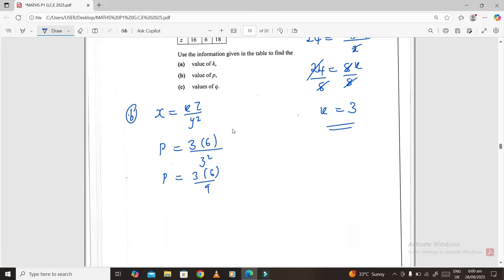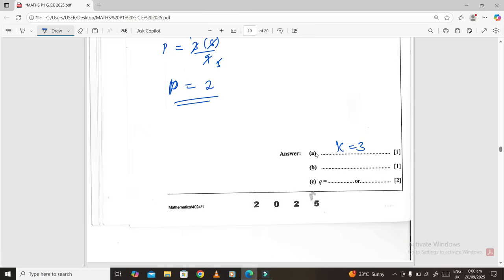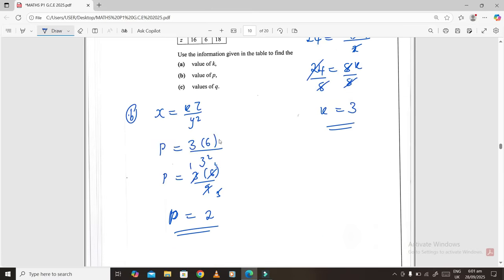So we can reduce here and this one, because 3 into itself it's a 1. Here it will be 3. Therefore p will be equal to 2, because 3 into 3 it's a 1, into 6 it's a 2. So the value of p is equal to 2. We indicate that p is equal to 2. We go to question C.